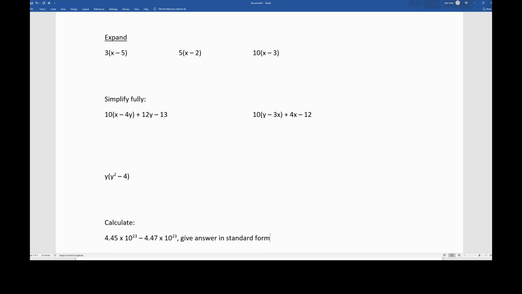Okay, let's have a look at these questions here. These are quite good questions to practice with. For the first bit, we want to expand these brackets. We have 3 bracket x plus 5. Does anyone remember how we would expand that bracket from last year? I'll just give you a hint. Remember, this means 3 times the whole bracket x minus 5.